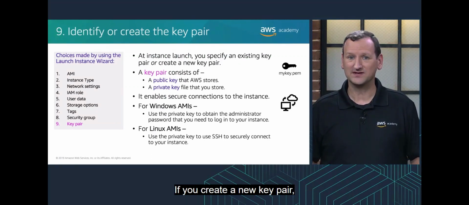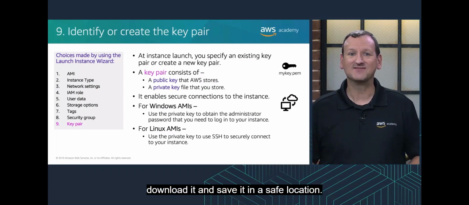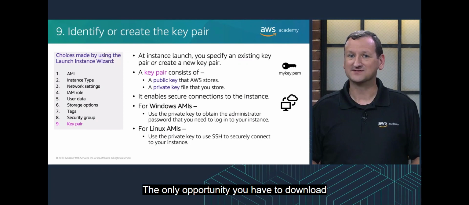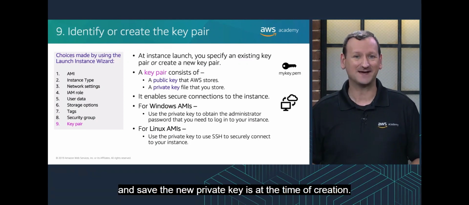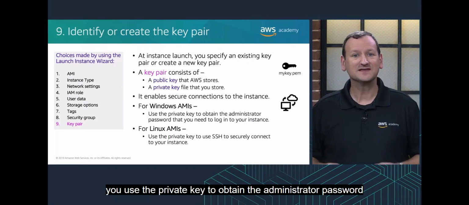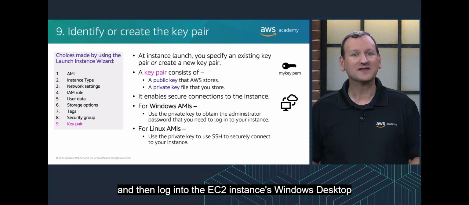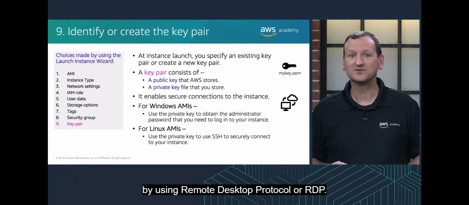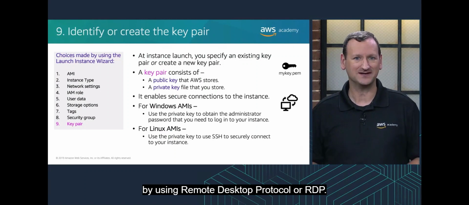If you create a new key pair, download it and save it in a safe location. The only opportunity you have to download and save the new private key is at the time of creation. To connect to a Windows instance, you use the private key to obtain the administrator password and then log into the EC2 instance's Windows desktop by using Remote Desktop Protocol or RDP.